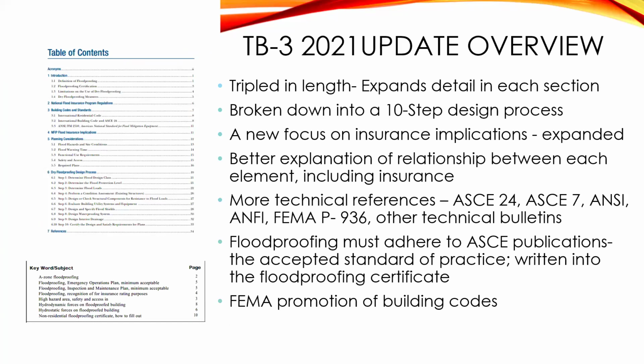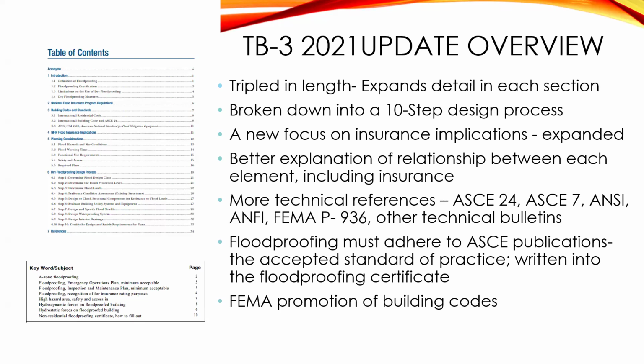So this is Technical Bulletin 3 on dry floodproofing. It was updated in 2021. They tripled the length of this document. They've broken down the design process into 10 different steps. They have really focused on the insurance implications and the relationships between that and the design and planning. So there's just a better explanation of the relationship between each of these elements. They really upped the technical references.